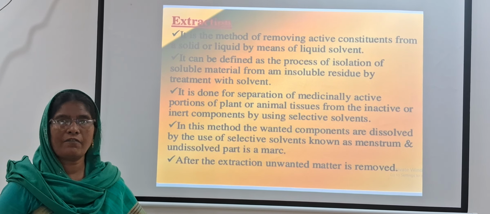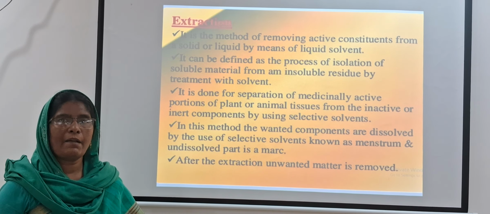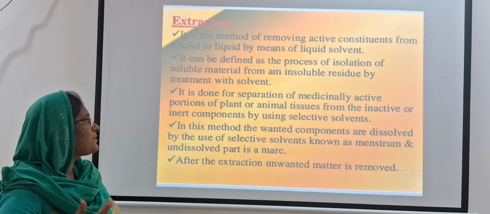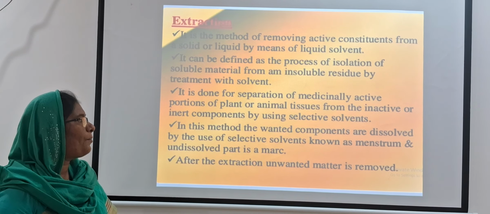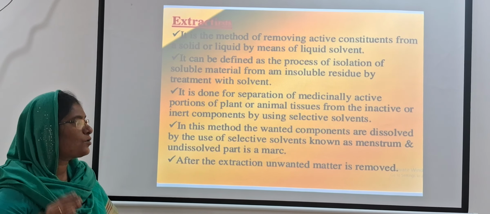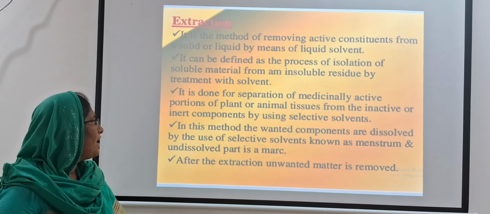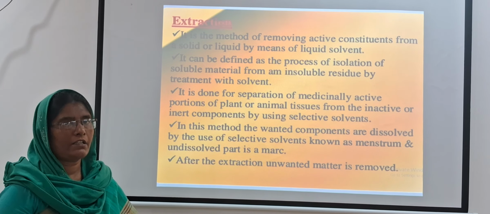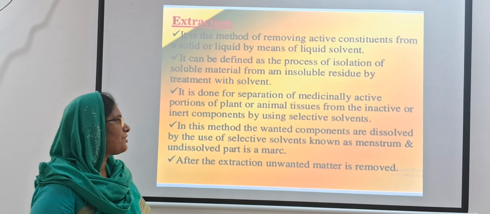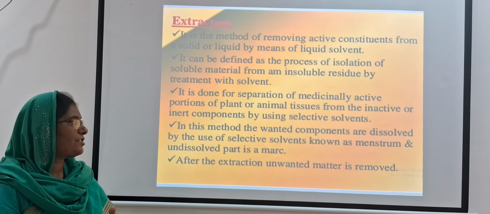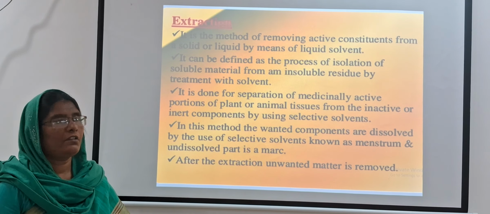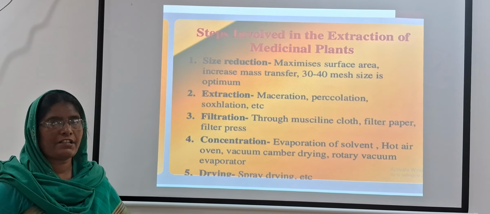Plant sources we are well known about, and animal tissues like that. In this method, the wanted components are dissolved by the use of selective solvents. The solvent is otherwise called menstruum, and the undissolved part is the marc. So, that is the extraction process. After the extraction, the unwanted matter is removed. This is the introduction about extraction.